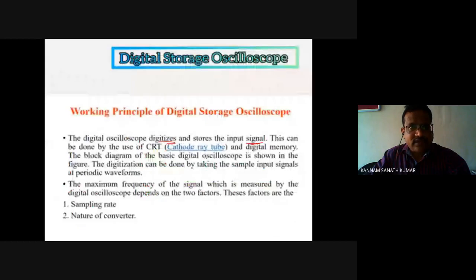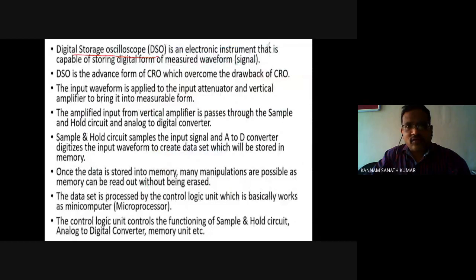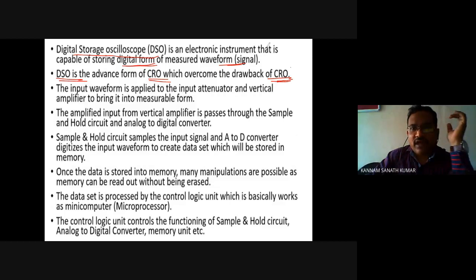See here. A digital oscilloscope is an electronic instrument that is capable of storing waveforms in digital form. Whatever the waveforms are, they will be stored in digital form. So this is the DSO. The digital oscilloscope is an advanced CRO to overcome the drawbacks of the CRO. So what are the drawbacks of the CRO? Suppose we can't see the digital values in a normal CRO.